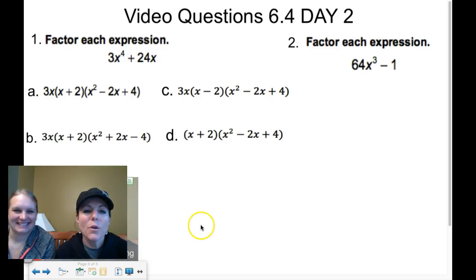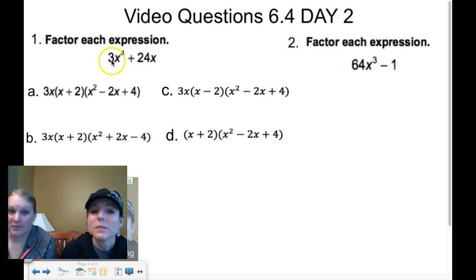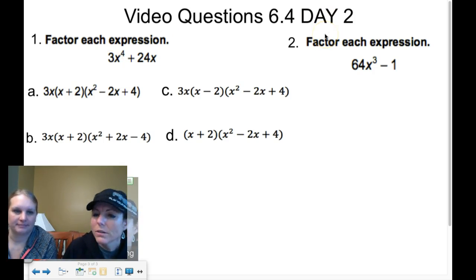Okay, here we go. Factor each expression. Take out what's the same in both, which would be a 3 and an x. And number 2, factor each expression.